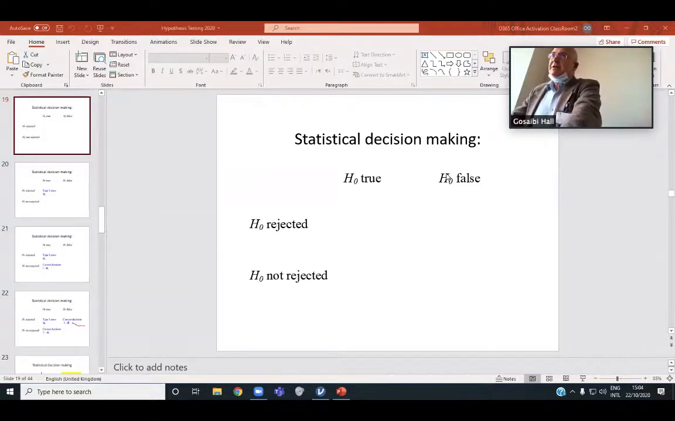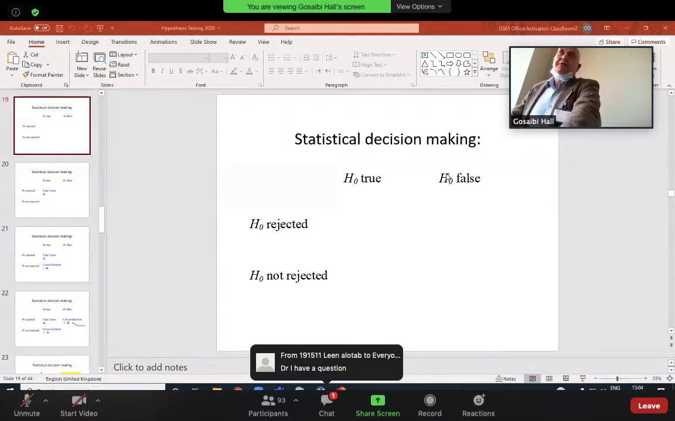And we do the analysis, we get our p-value. If we get a p-value that is less than 0.05, then we reject the null hypothesis. We say, yeah, it looks like there's something happening here. The treatment is doing something.